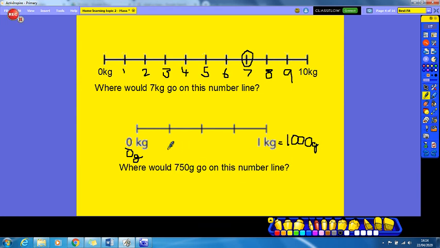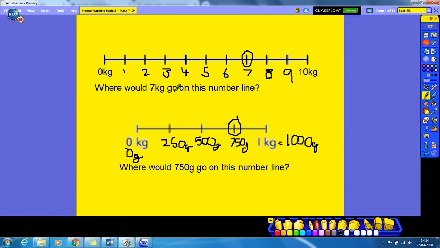I'm going to go with 250. So maybe this would be 250 grams. This one would be 500 grams. And this one would be 750 grams. And then the next one would be 1,000 grams. Perfect. Okay, so that fits my number line perfectly. And so 750 grams goes here.